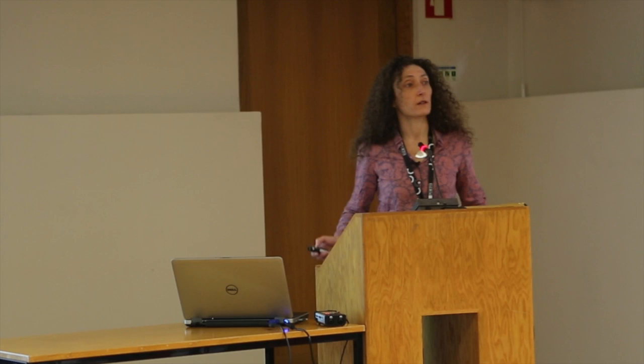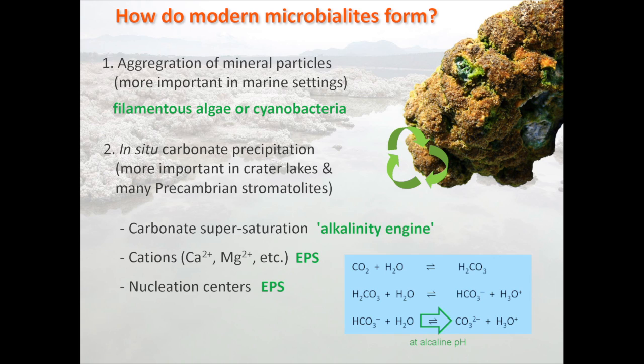So how do these structures form? To understand how these structures form, you have to take into account three different components: the hydrochemistry, the microbial communities that sit in this type of structures, and the mineral phases. And actually, there are two major processes by which microbialites form today. One is accretion of mineral particles. This process operates more importantly in marine settings where you have tidal activity and waves, so you have these mineral particles. And biology can contribute to this because some organisms, in particular filamentous algae or filamentous cyanobacteria, can trap these particles and aggregate them. So that's one way.